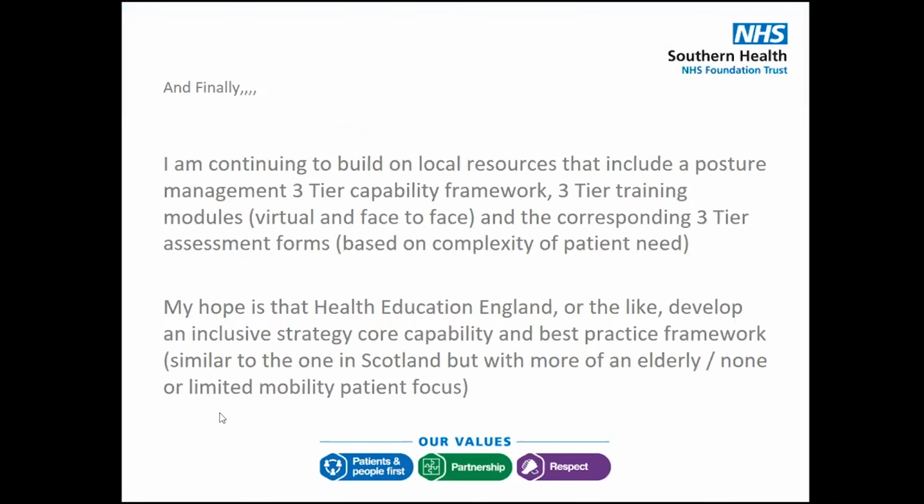And finally, just to let you know about a little bit of work that I'm doing locally, continuing to build on local resources. I really would like to have a capability framework, and I've split the training up into different modules for different complexities of need, so it's around the patient. My hope is that health education or the like develop an inclusive strategy, so it includes our elderly non-mobile patients. Scotland have got an excellent one, but it is quite focused on our younger generation with learning disabilities.